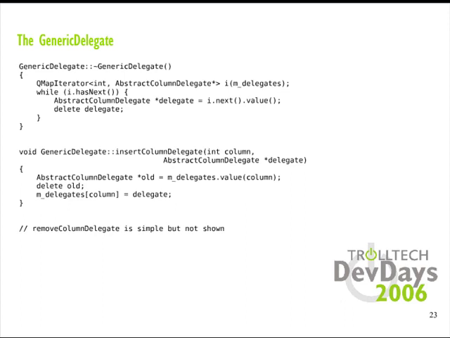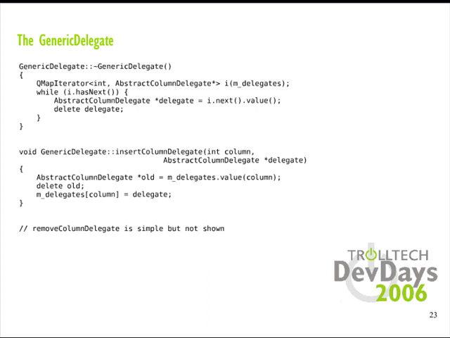Okay, so I'm going to look at the destructor and the insert because they're kind of related. The destructor, I think, should be unsurprising. We just iterate over all the delegates we've got, which could be none, because you could create a generic delegate and set it, and you'll get exactly the same behavior as you had before with a QItemDelegate. It gives you this extra facility that you can designate particular column delegates if you want to. So the destructor cleans up for us.